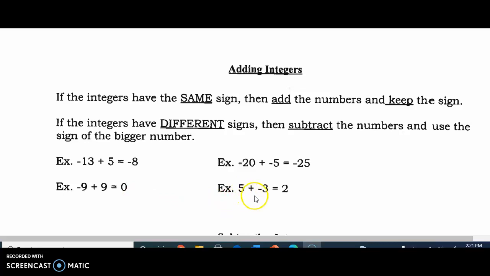Okay, over here we have 5 plus negative 3. So we're adding different signs. I have a positive number and I have a negative number. So different signs, I need to subtract them. So 5 minus 3 is 2. And the 5 is a larger number and it's positive, so it's positive 2. If I owe you $3 and I give you 5 and tell you to keep the change, you're ahead $2. So those are our notes on adding integers.